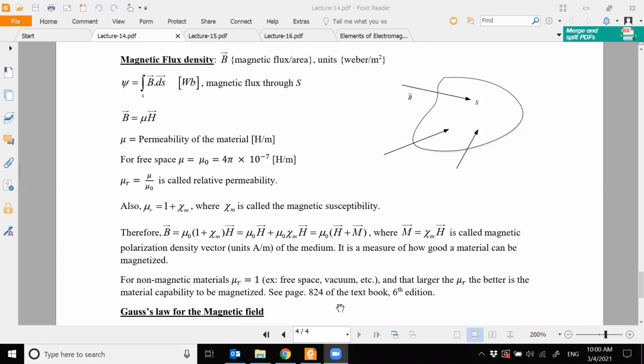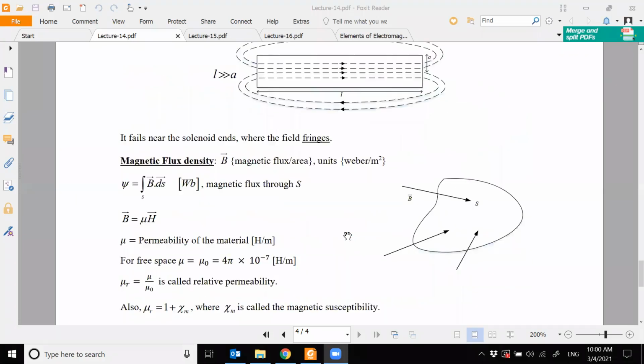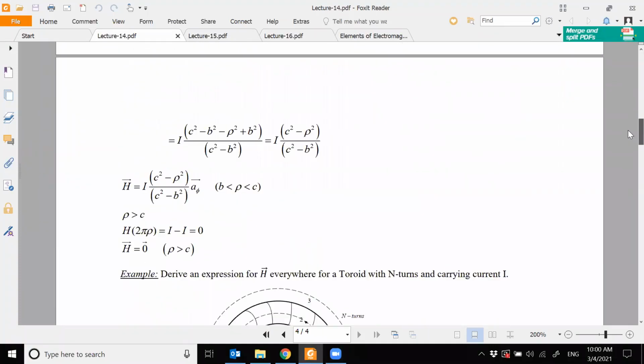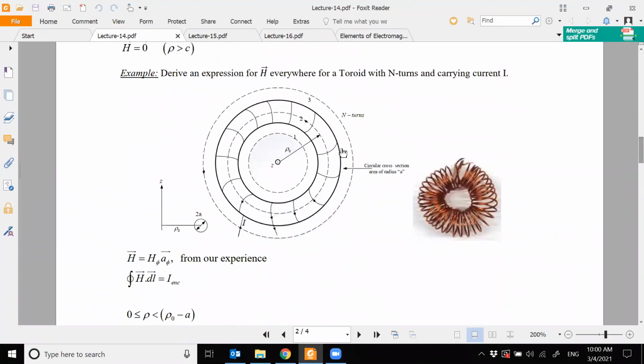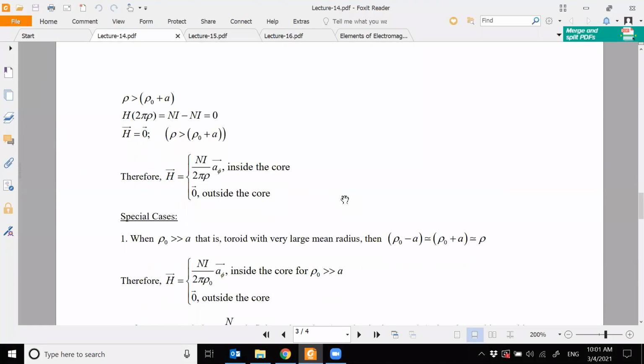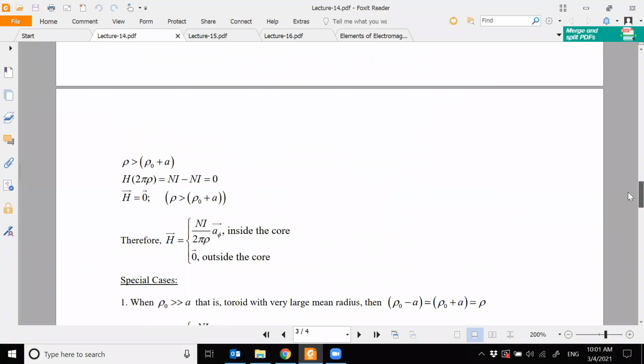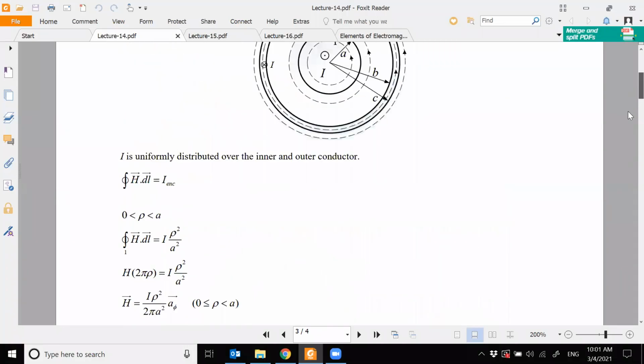So in the last class, we were looking at Ampere's law, and we did several examples on Ampere's law. If you remember, we saw the toroid, we saw the solenoid, and we saw a few more examples on application of Ampere's law.